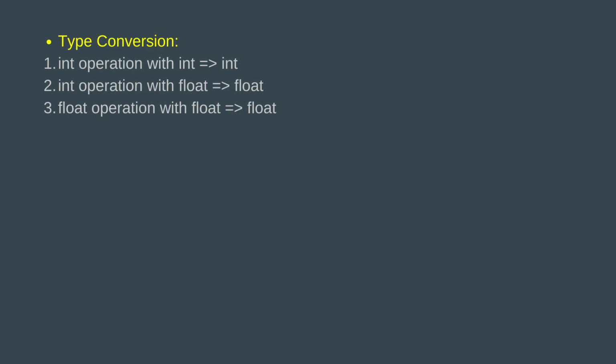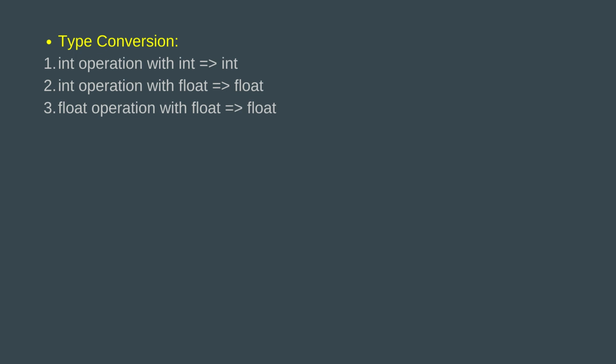Our next topic is type conversion. Whenever the data types of the operands are the same, then the data type of the output is also the same. But if the data types of the operands are different, then the output type will also be different. When we perform an operation of int with int, then the output is int. When we perform the operation of float with float, then the output is a float. But when we perform the operation of int with float, then the output is a float value.